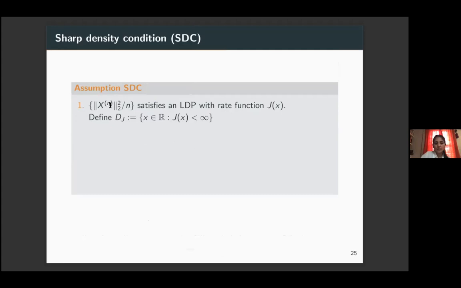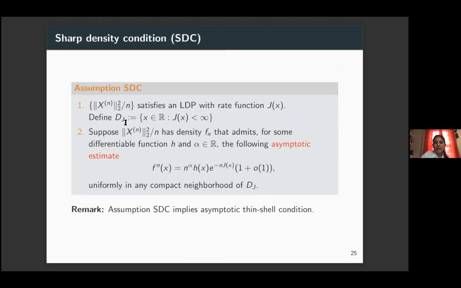And then if I define this Dj to be the domain of the rate function, and now I suppose that the assumption is that this also has some density, Fn, that admits a certain asymptotic estimate of this form. So we know, of course, from this that you expect Fn(x) to be looking like something to the e to the minus n J of x. That you know only up to log asymptotics. But here I want to know a little bit more about the prefactors.